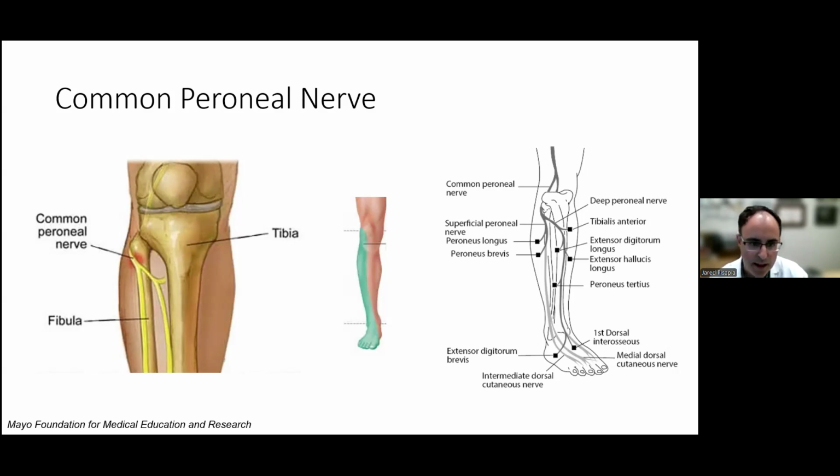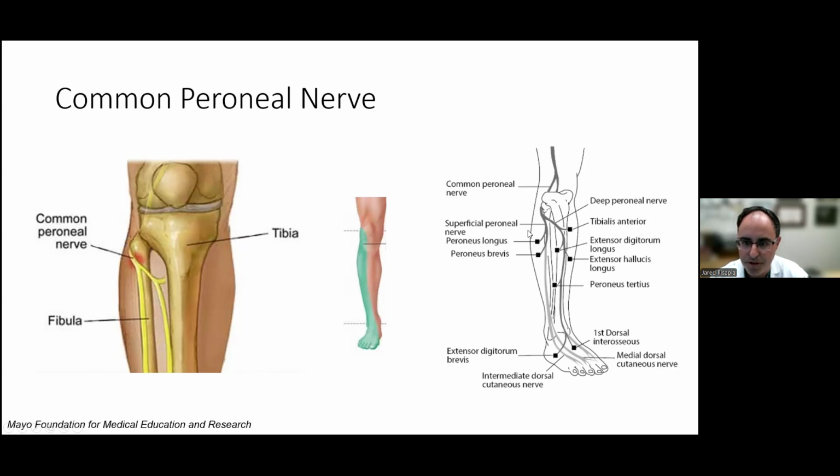In trying to tease apart radiculopathy versus a peripheral nerve entrapment, I focus on the distribution of symptoms. So this middle diagram shows the sensory distribution of the common peroneal nerve extending from the knee down to the ankle along the lateral leg and the dorsum of the foot. I also look at the motor exam.